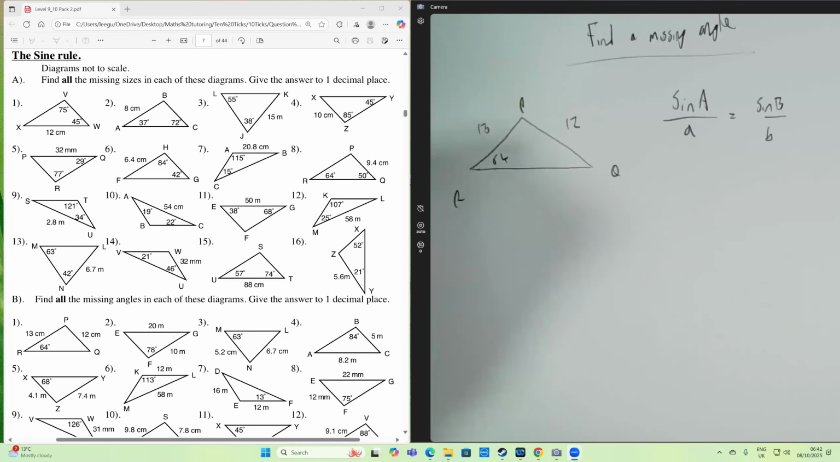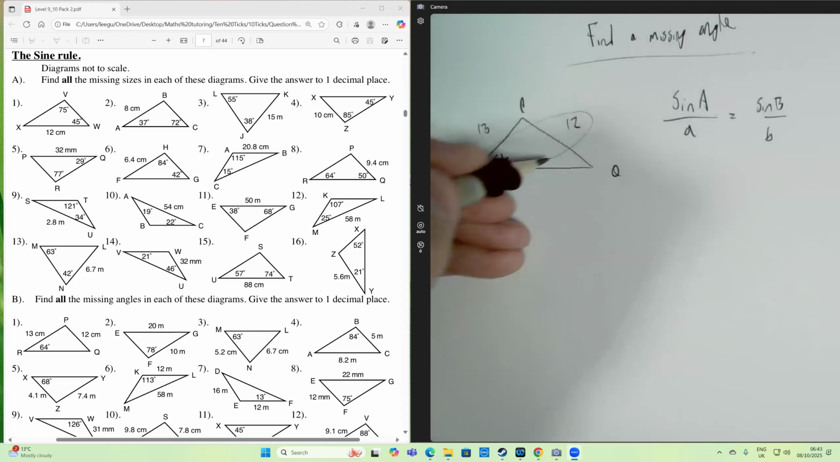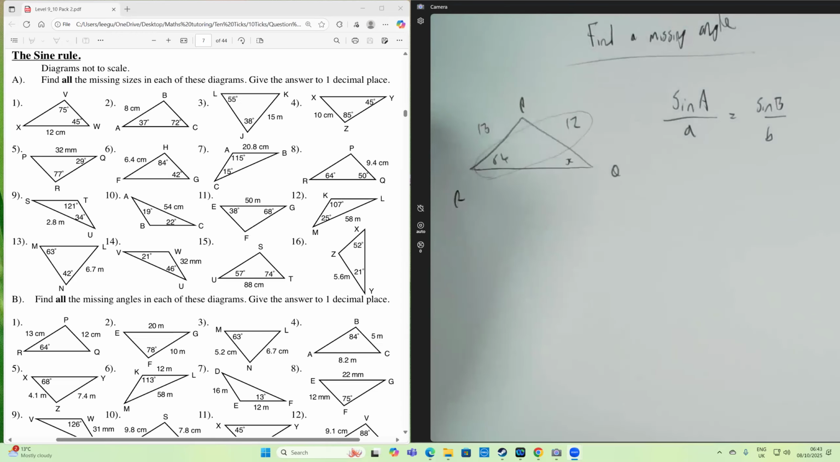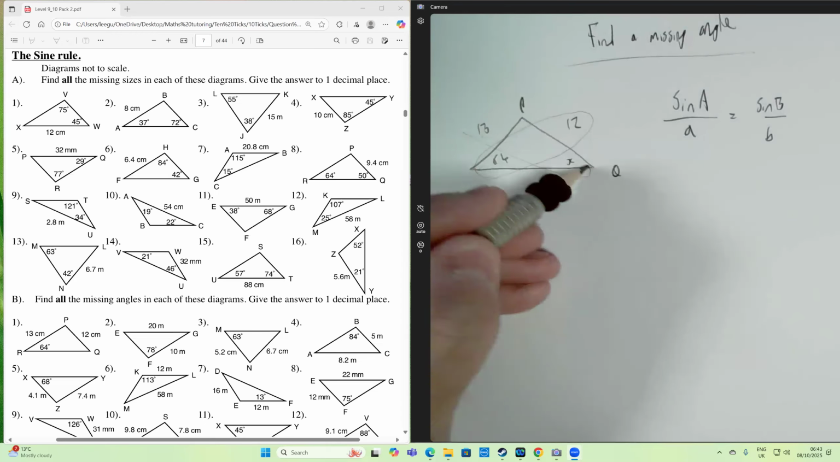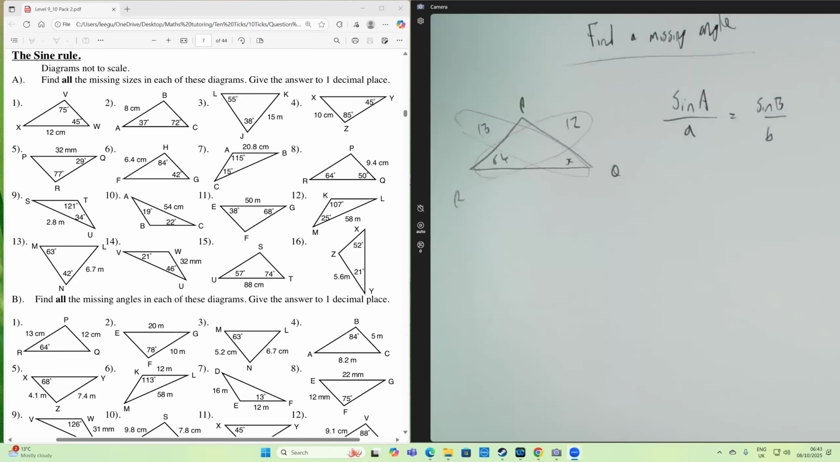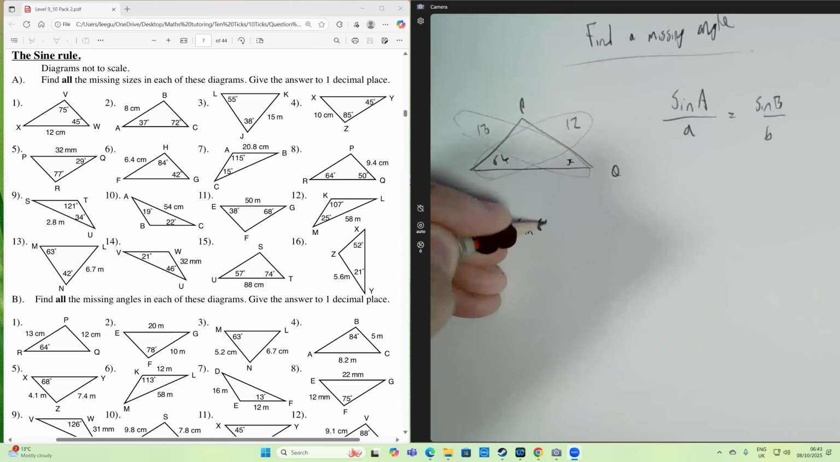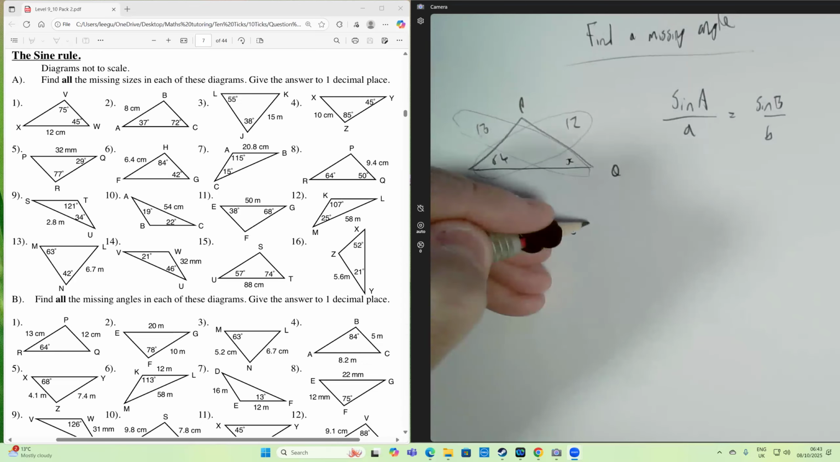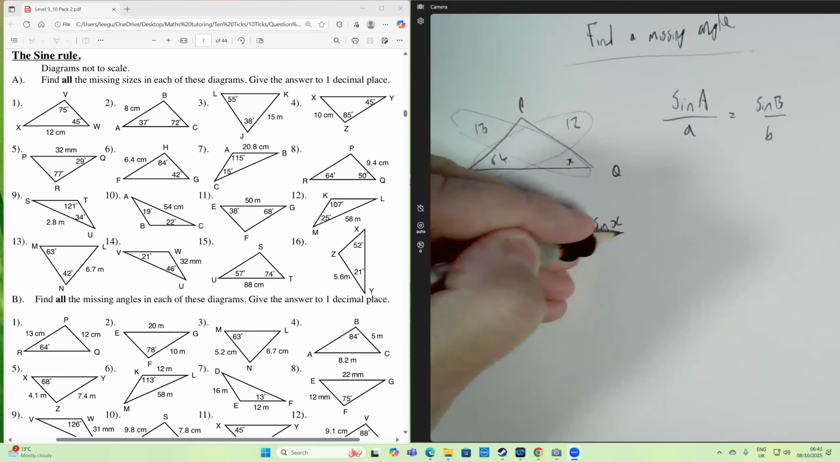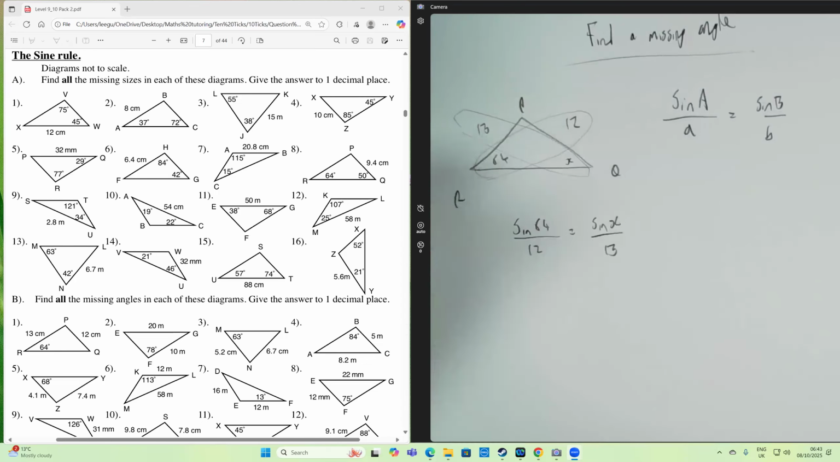So again, we're looking for our matching pairs. So here's a matching pair. We know everything about this pair. We know the angle and the side. So let's say we're going to use it to find this angle here that I've just labeled x in this other matching pair. So we're going to write down this time sine 64 divided by 12 is equal to sine of x that we're trying to find divided by 13. Okay, so that's what we're going to do there.